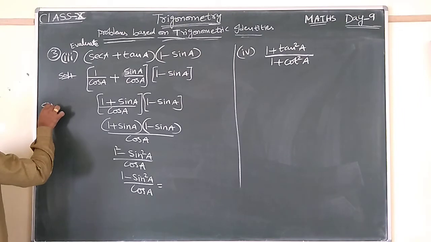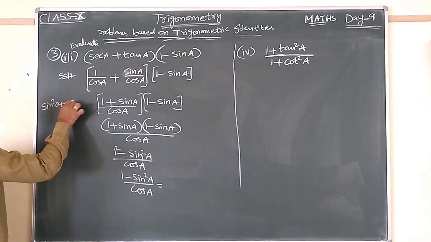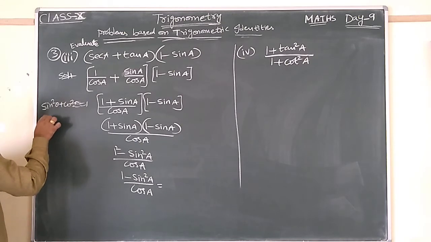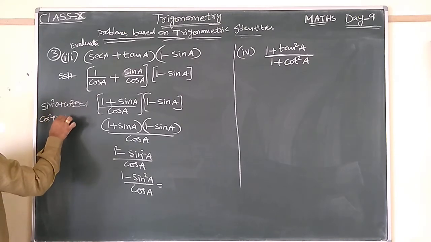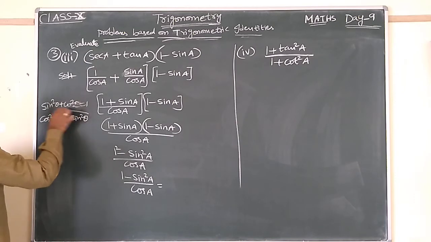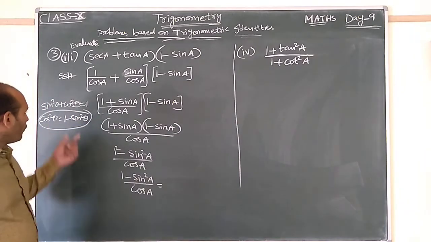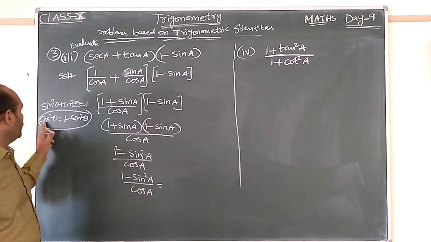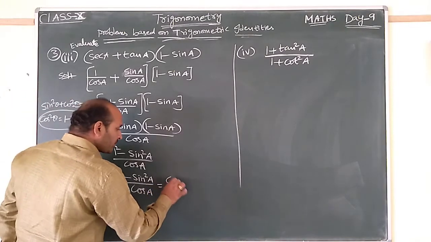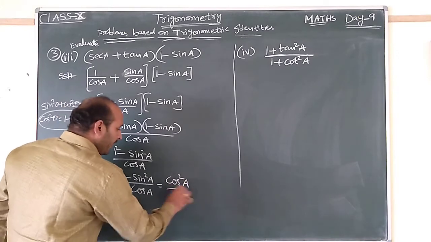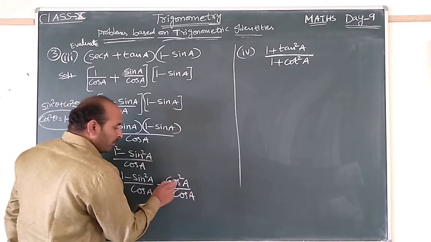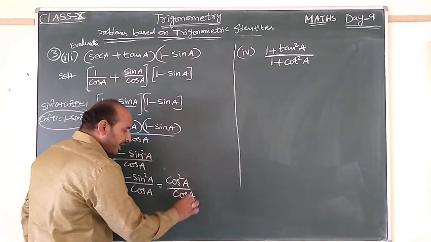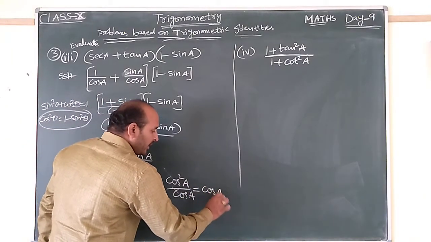Sin square theta plus cos square theta is equal to 1. In this formula, I want cos square theta, which is equal to 1 minus sin square theta. So 1 minus sin square theta, where theta is nothing but A, the angle is A. So cos square theta you can write as cos square A, divided by cos A. So here two times cos, here only one time. So this one cancels, and you will get only cos A.